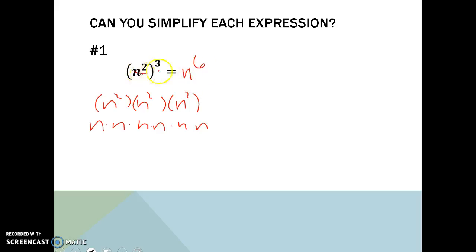Well, easy way to think about this is I'm going to take the 2 times the 3 to get the 6. If I'm taking a power to a power, I actually multiply the exponents. Let's take a look at one like this.